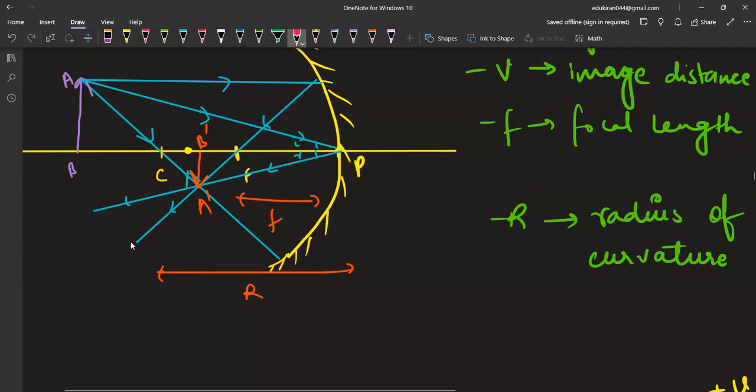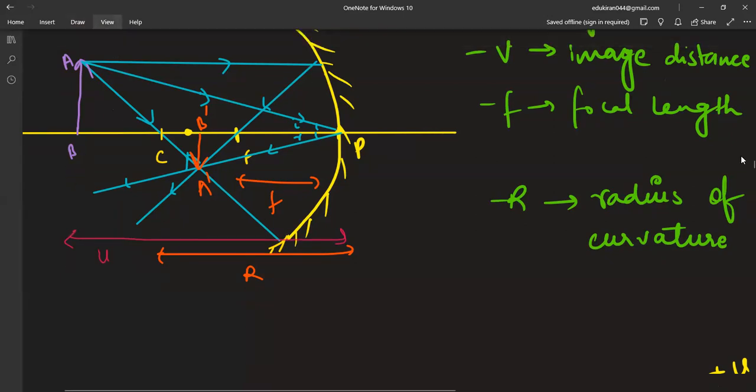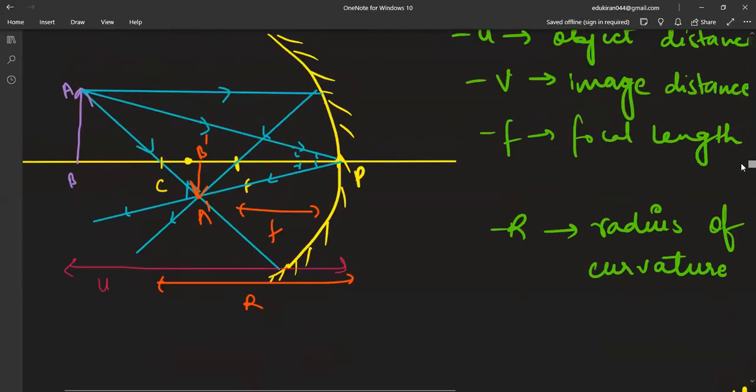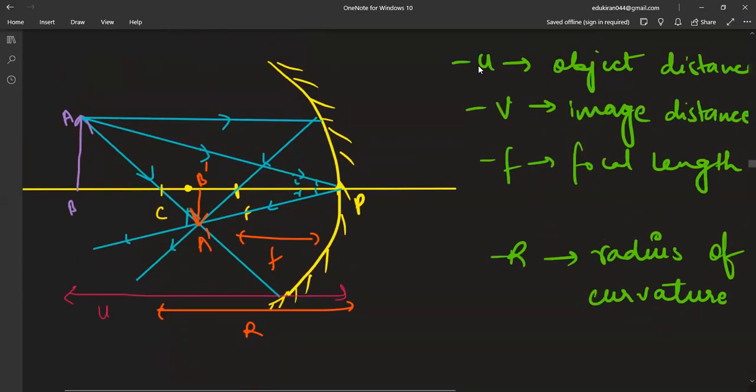See, this entire separation from the pole of the mirror where the object is kept is known as U. U represents the object distance always. Now see, remember the sign convention. When anything is against the incident ray of light or kept in front of the mirror, we take it as negative. So here U is also taken as negative object distance.